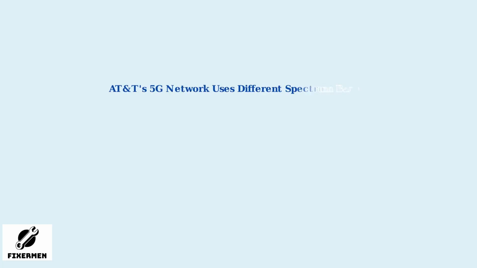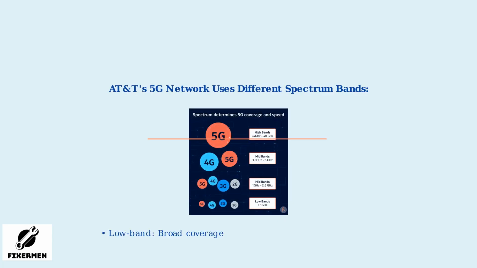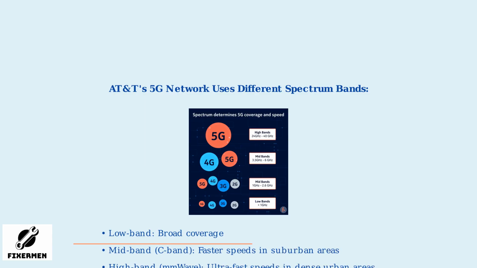AT&T's 5G network utilizes a mix of spectrum bands: low band for broad coverage, mid-band, C-band for faster speeds in suburban areas, and high band, mmWave, for ultra-fast speeds in dense urban areas. Understanding these factors is the first step in troubleshooting.